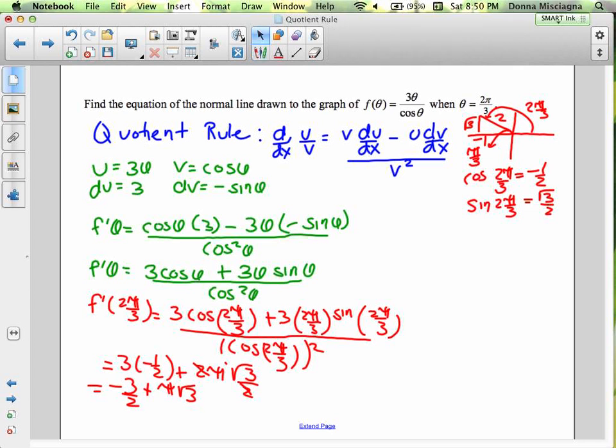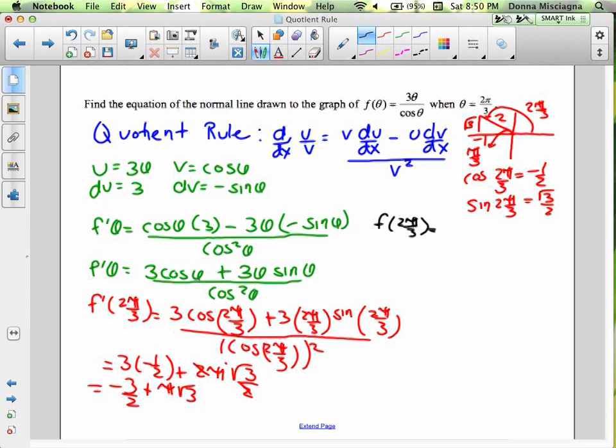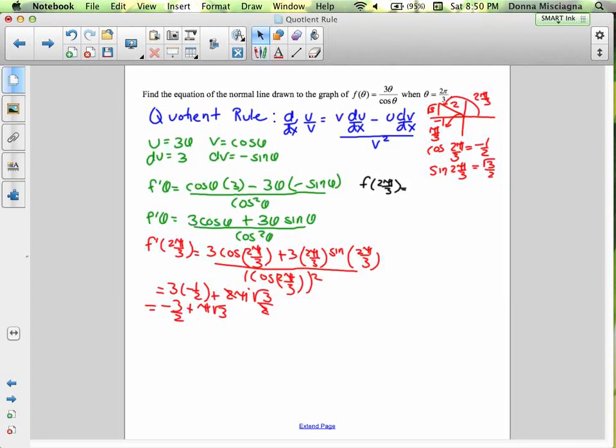We just need now one last thing, and that is our point. So f of 2 pi thirds is equal to, oh, even better, we want the equation of the normal line. We'll be extending the page a little bit. So for the equation of the normal line, we'll just have to take the slope and make it the reciprocal. Oh, there, it extended. All right, let's get our point.